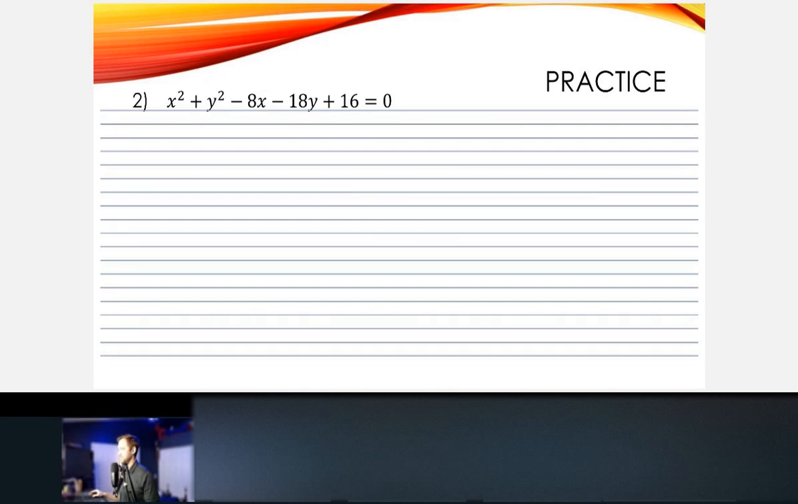All right, let's do another one. Everyone try this one. Again, when you finish this problem, go ahead and give me a green check.